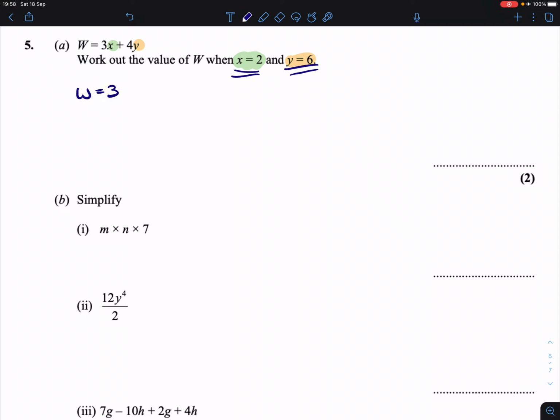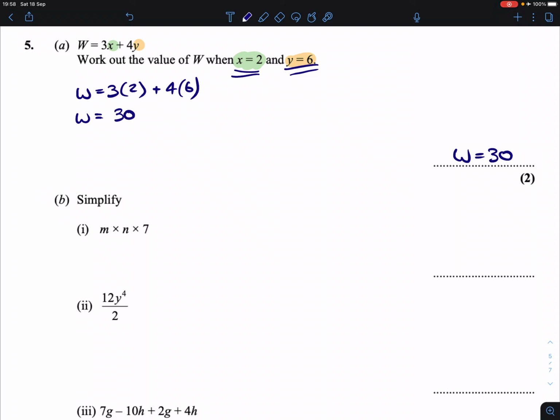So we've got 3 times 2. You could write it as times 2 like that, or I like to substitute it in with brackets. That helps you with negative numbers as well. You can write it like so. Then 4 times 6, or 4 brackets 6. After that, however many steps you take to get to the answer is fine. You should end up with 30. So w is 30 when x is 2 and y is 6.